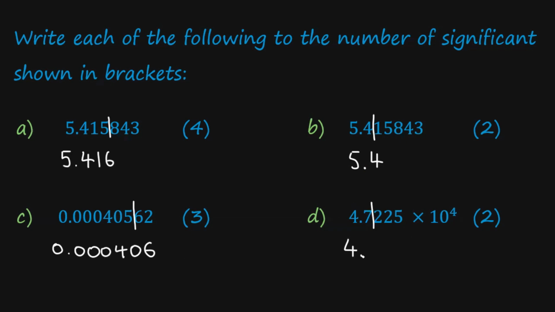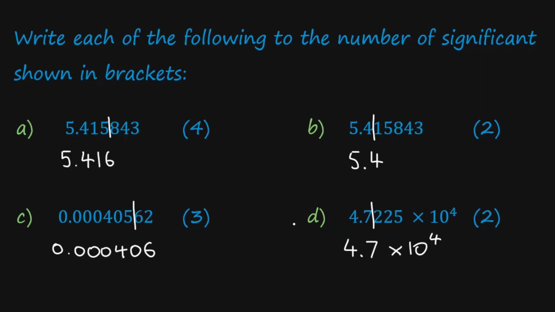So I've got 4 point, and I've got a seven here. The next number's a two. And that means because it's less than five, I'm just going to leave that as a seven. So I'll leave that like that. And then we just put our times 10 to the power of four. So we just carry that down. And that's it. So I think probably the first two are pretty easy.